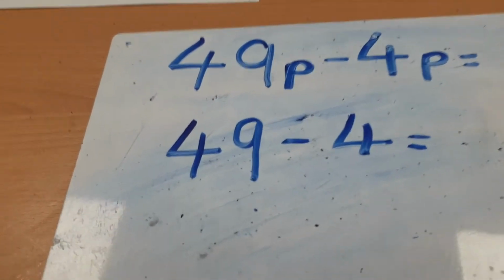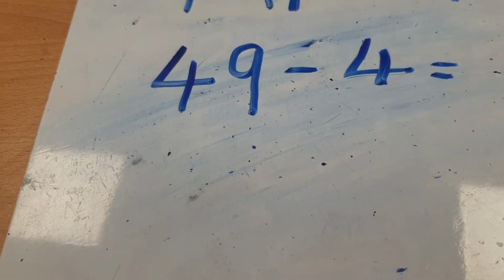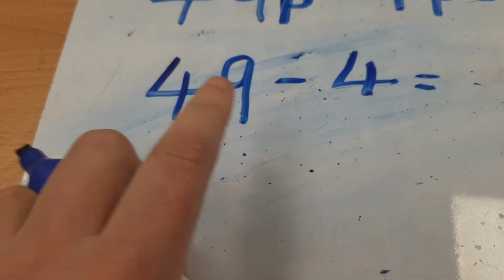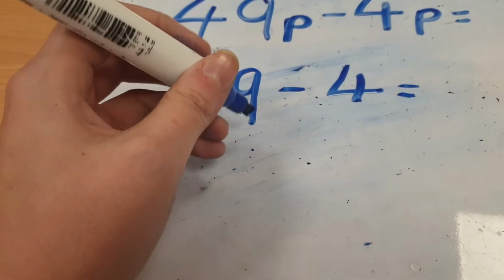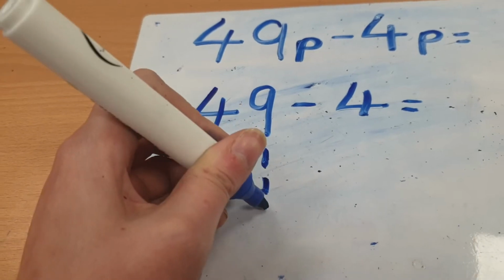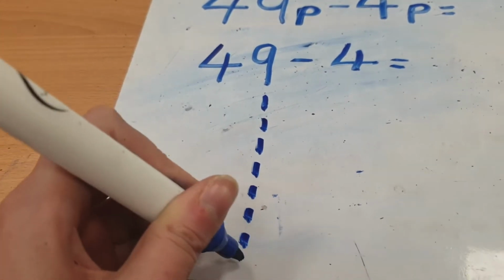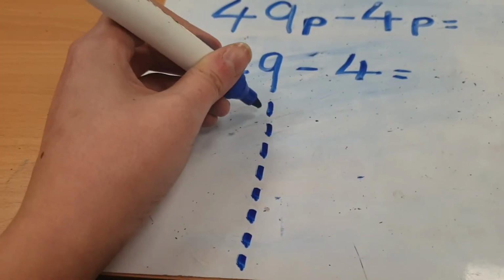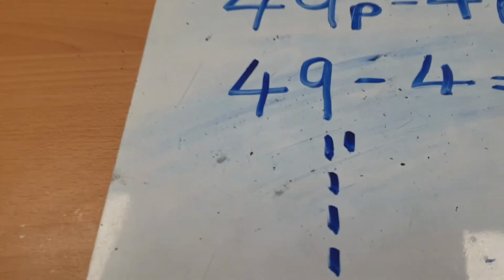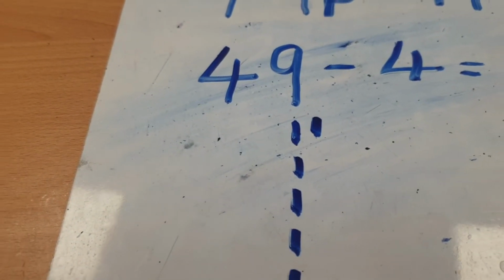So I'm going to look very carefully at 49. How many ones have I got in 49? Great work. I have 9 ones. And we know it's 9 ones because it's the last number of the 2-digit number. So I'm going to draw 1, 2, 3, 4, 5, 6, 7, 8. Oh, I'm going to add another one, 9. How many tens have I got in 49? Well done. I have 4 tens.